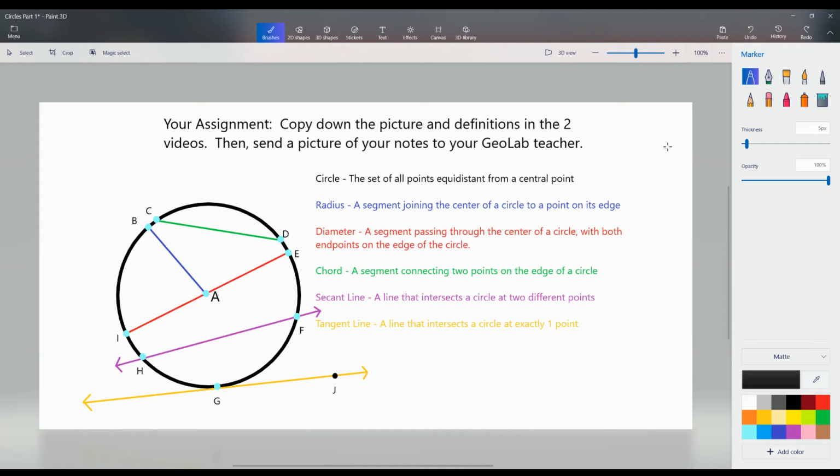What's up, Geometry Lab? For your assignment today, what we're actually doing is pre-teaching some new vocabulary that you're going to be learning from Miss Carmen shortly.